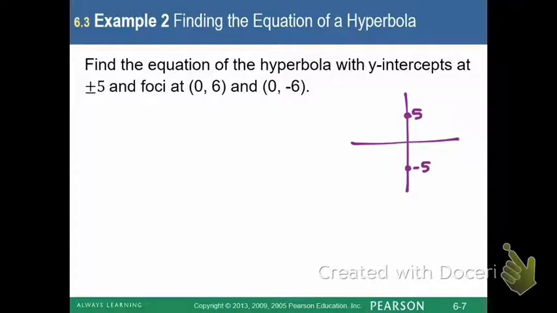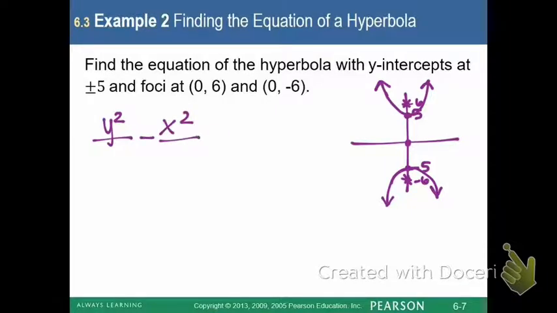What's helpful is that the foci are at (0, 6) and (0, -6). So that tells us that it's going to open up around the foci and that these have to be the vertices. It also tells us again that the center is going to be at (0, 0). So this time, since it opens up and down, it's going to be y squared over some number minus x squared over something equals 1. How far up and down did we go to find the vertices? That was 5 units. That's going to be under the y, so I put 5 squared.